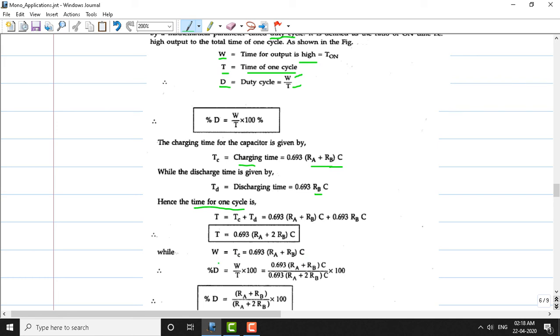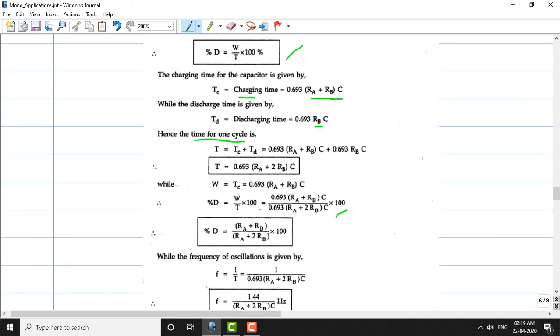Now from this we can calculate the expression for the duty cycle. Duty cycle we have already shown here. It is W by T into 100%. Substituting for W and T, we get this expression for the duty cycle. On simplification, because 0.693 cancels and the capacitor C also cancels, the percentage duty cycle is Ra plus Rb divided by Ra plus 2Rb into 100.